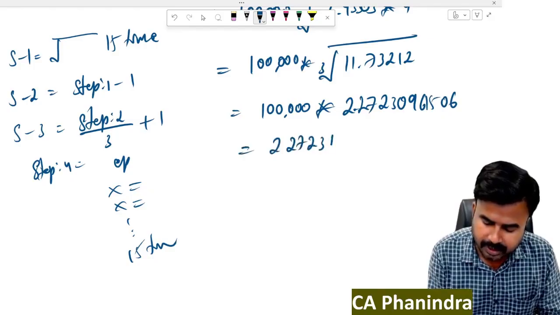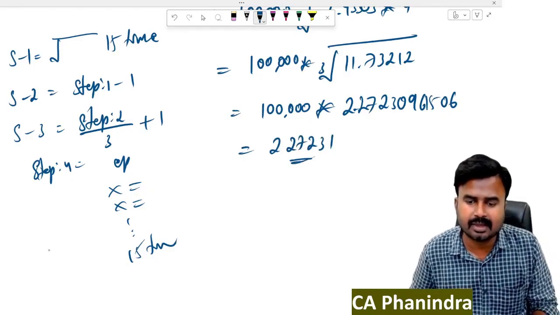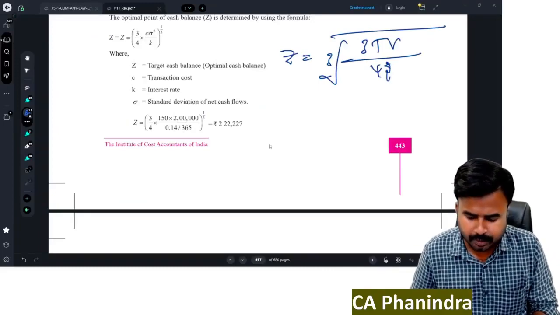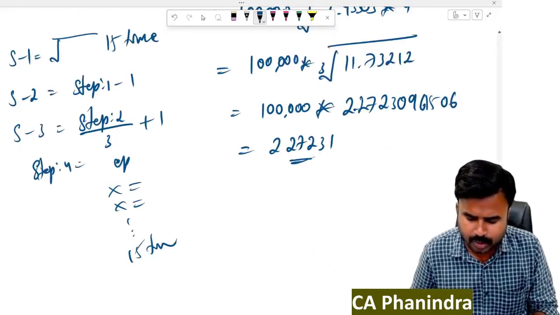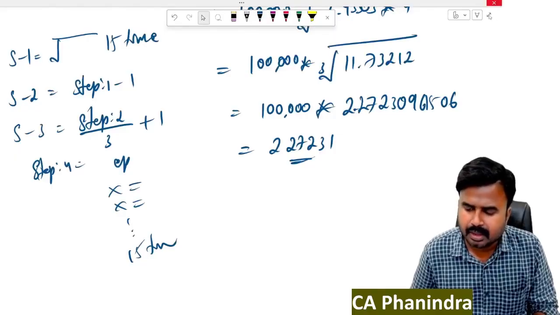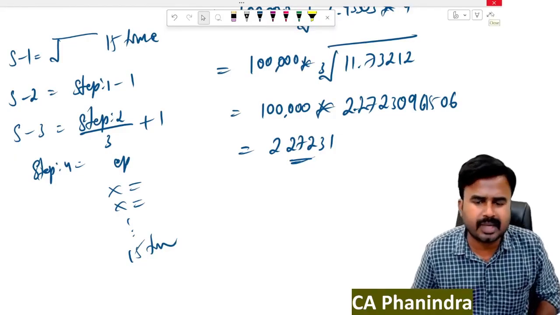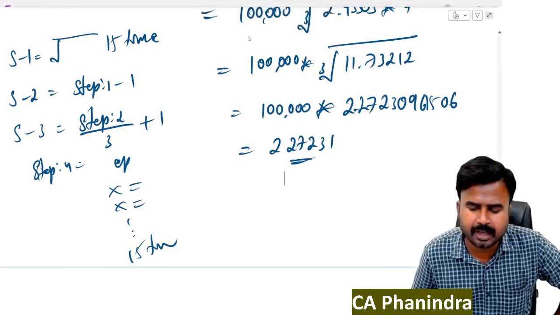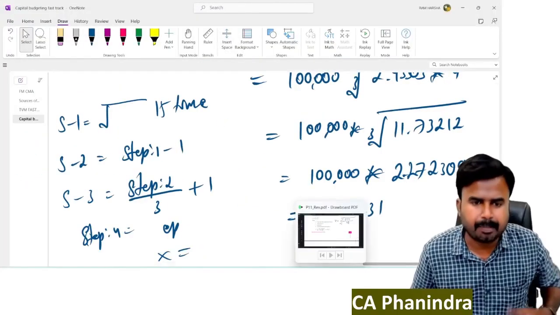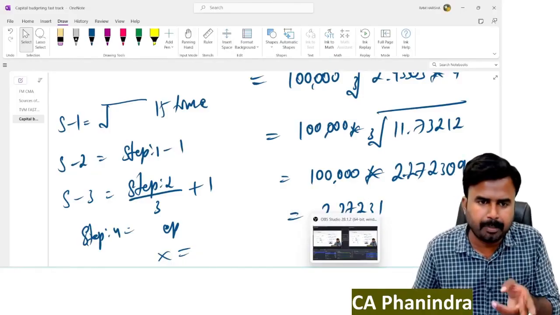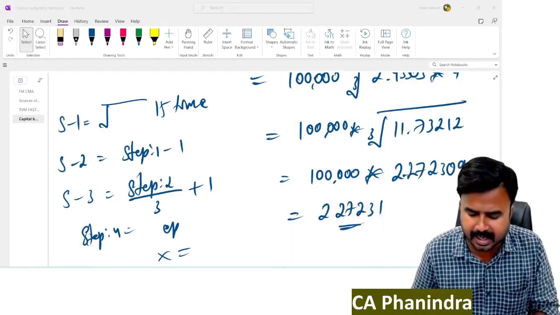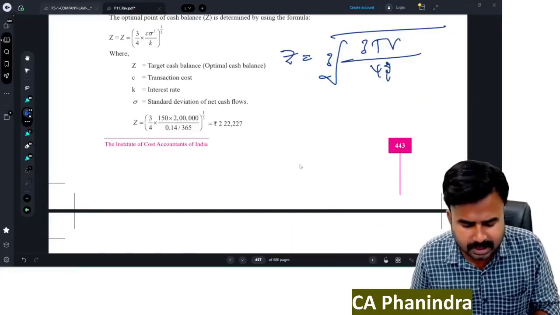Let us look at the answer given in the study material, whether it is right or wrong. They have 2,22,227. We got 2,27,231. See, this is an approximate answer. Why? Because if you want to calculate the cube root of any number, either you must apply logarithms or the value should be given in the problem itself. Then only we can get an accurate answer. Otherwise, we can do this much only.